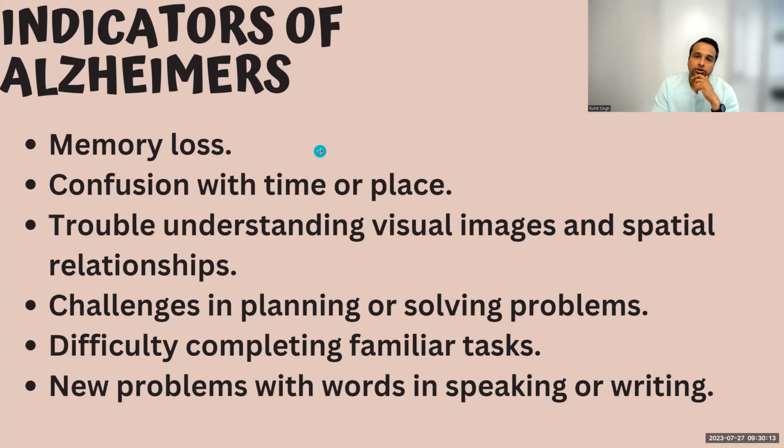Confusion with time and place. You don't know if it is day or night, or what the date is today, and suddenly you're walking and then you forget where you are. For example, someone suffering from Alzheimer's was about to go to a railway station, and in the middle of the day, in the middle of the road while crossing, they will forget where they are heading. That is called confusion, and they would get stranded.